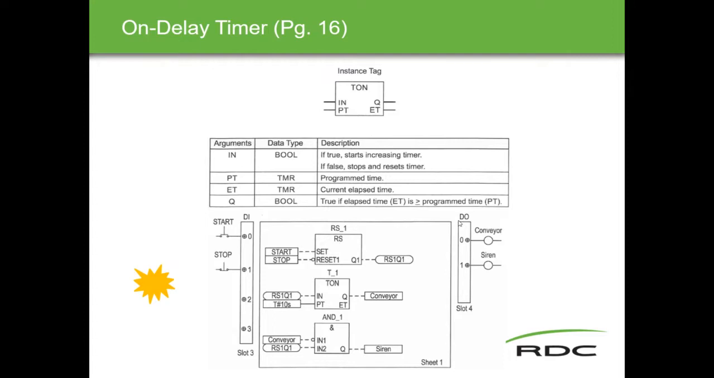So the circle in front of the input of the conveyor at the end, that means not? That's right. This is the same as having a NOT function block. I like to call it an inverse, but it represents a not, basically.